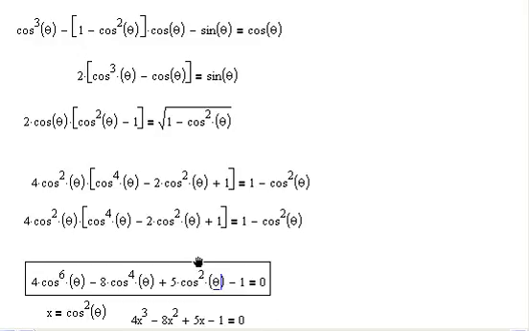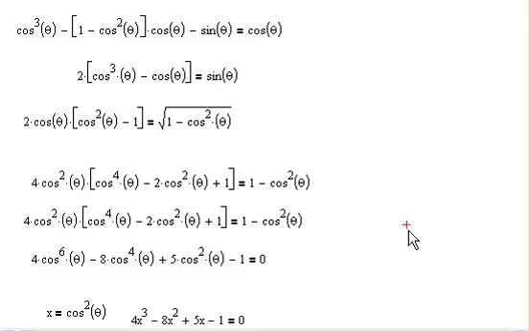Simplifying that, we've got this. Trust me on that one. Work it out yourself in great detail. But that's a complicated looking polynomial in terms of cosine to the 6th theta. So let's simplify it a little bit.